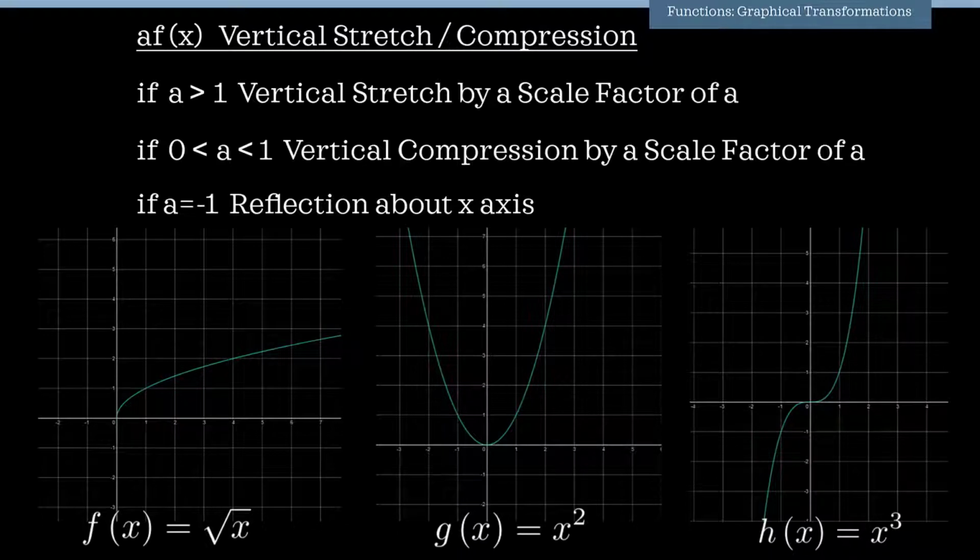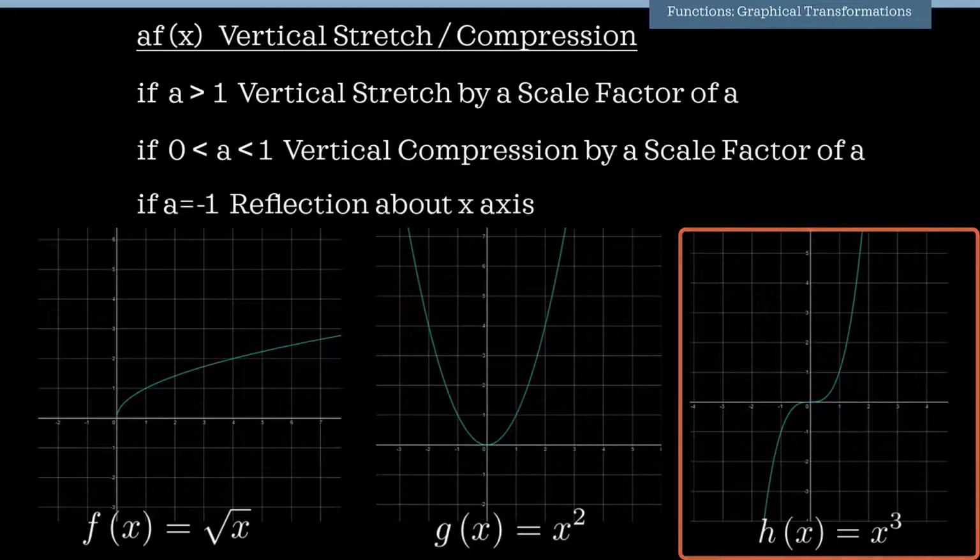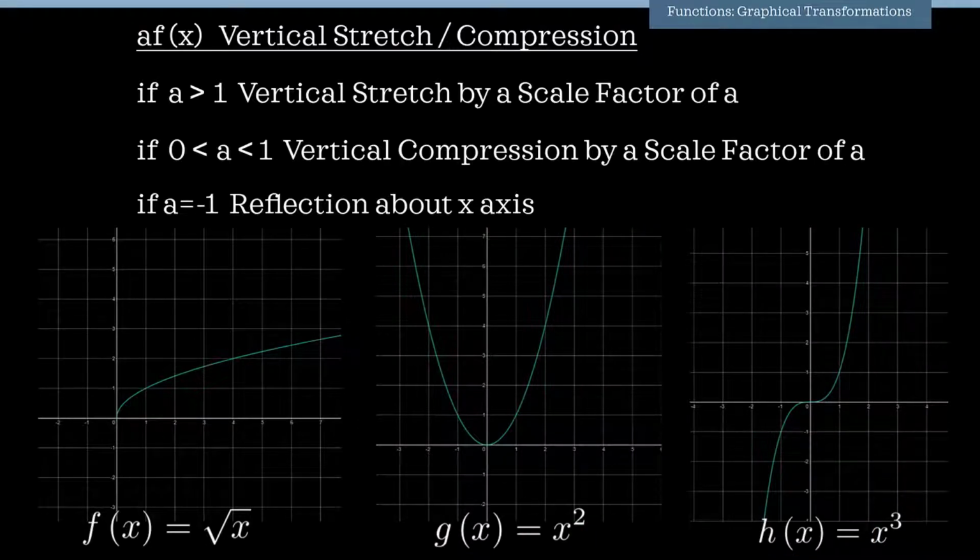I have the same functions here, the function f of x, the function g of x, and the function h of x. First, let's suppose that the value of a is 3. So I'm multiplying 3 by the function f of x. And since we can write f of x as y, this means that I'm multiplying y by 3. So what's going to happen over here, each point on this graph is going to move upwards by a scale factor of a. And since the value of a is 3, each point is going to move upwards by a scale factor of 3. The value of x is going to remain the same, but the value of y is going to increase 3 times.